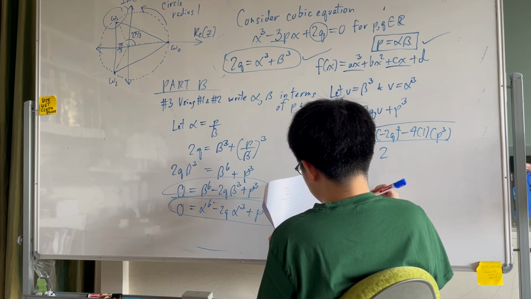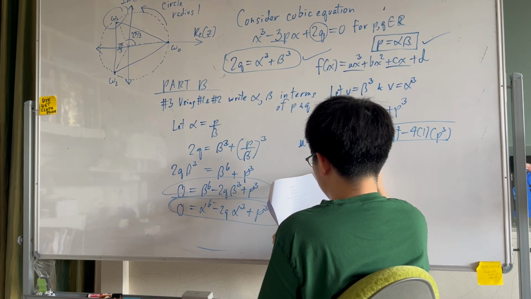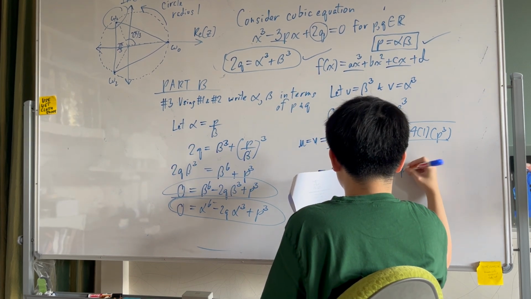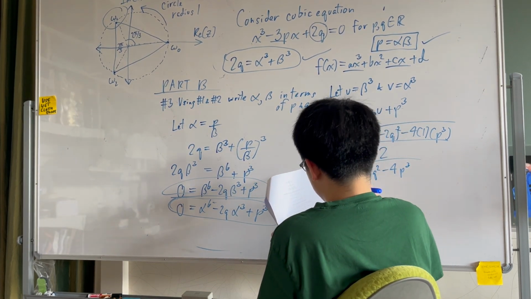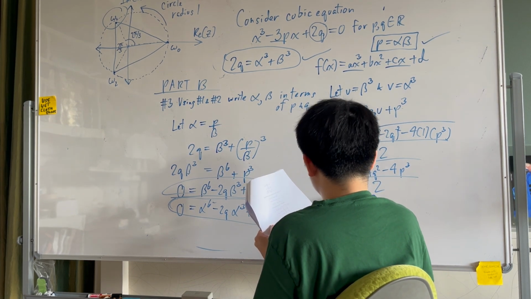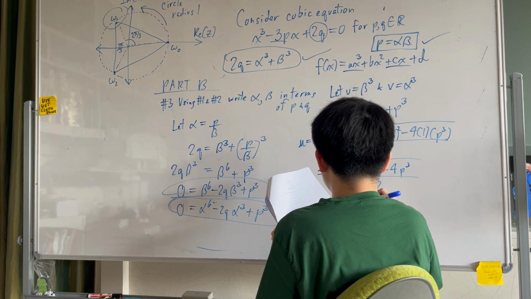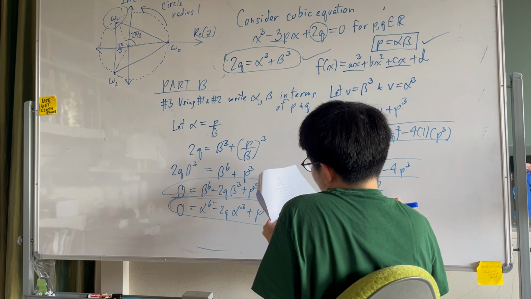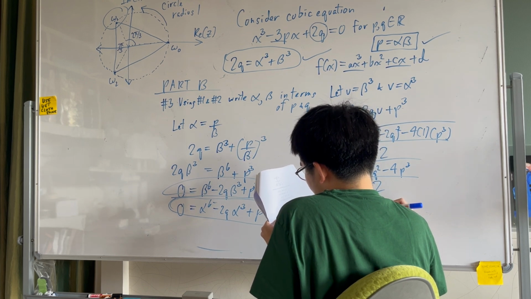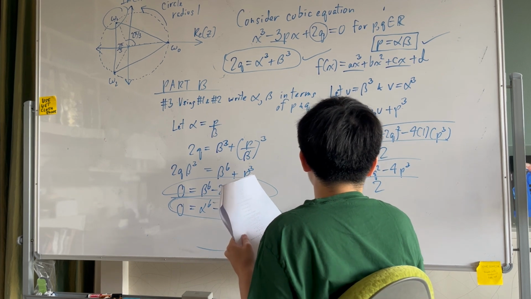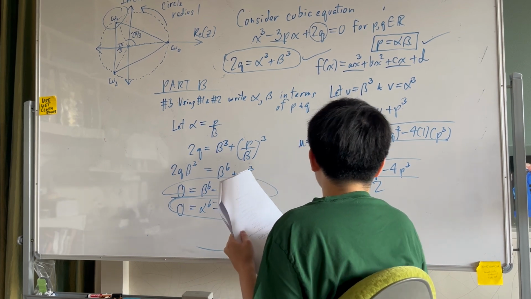Divide by 2, so then that gives you 2q plus or minus the square root of 4q squared minus 4p cubed, over 2, equals q plus or minus... Oh okay, this one was a bit quick. Let me go and break this one down a bit.